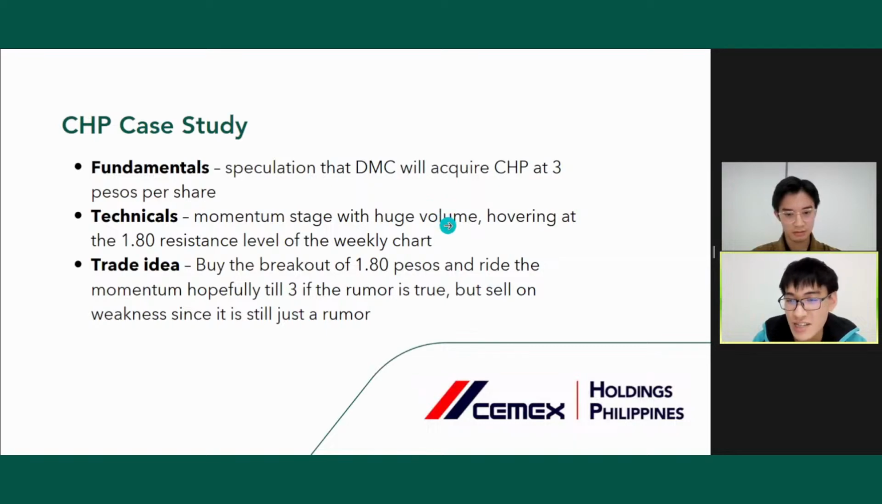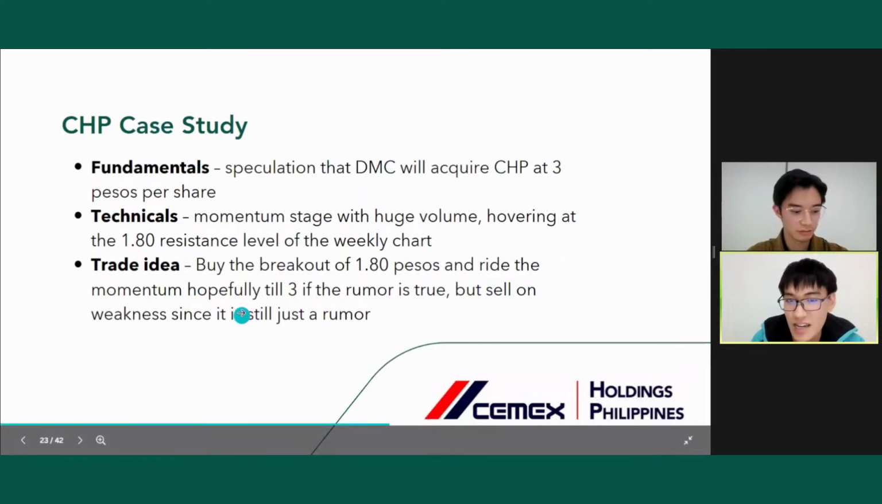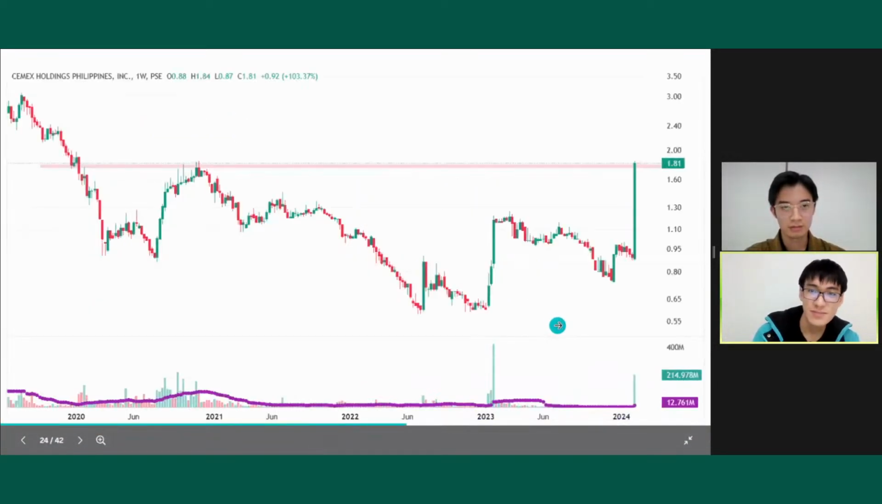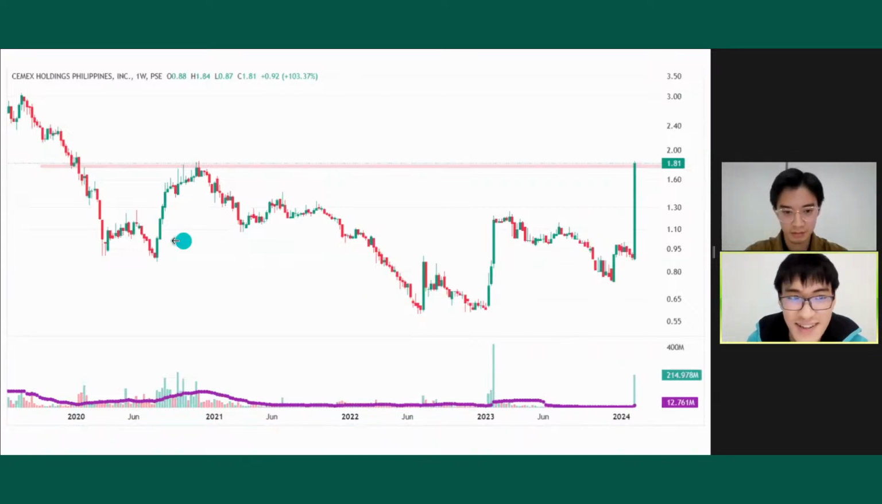Then if you check the weekly chart, it was at the 1.8 resistance level. Then the trade idea was to buy the breakout at 1.8. Then you ride the momentum, hopefully until 3, if the rumor was true, right? Then you sell on weakness kasi it's a rumor pa rin, di ba? It can be false, di ba? So, ganun. So here's the weekly chart.